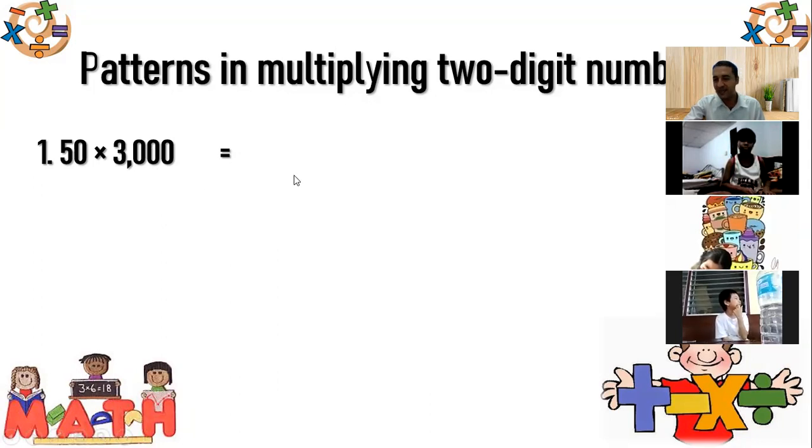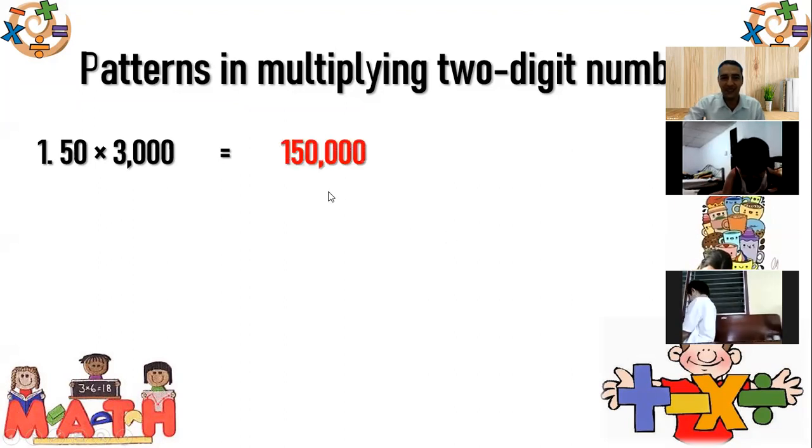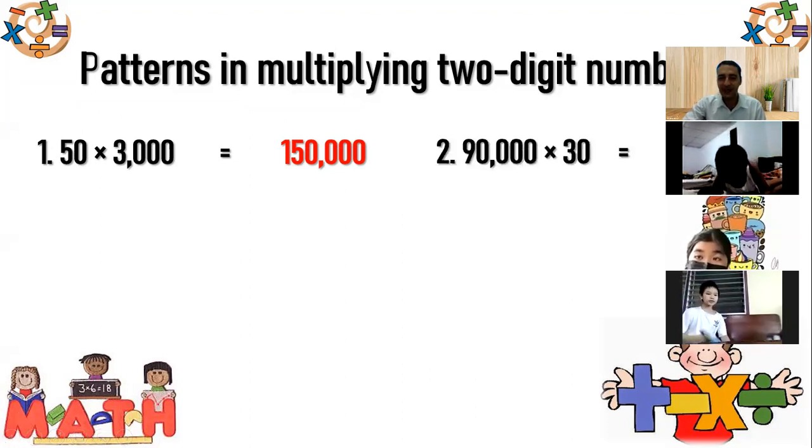What will be the answer? 5 tens multiplied by 3 thousands. 150,000. Very good. 5 tens multiplied by 3 thousands means 150,000.